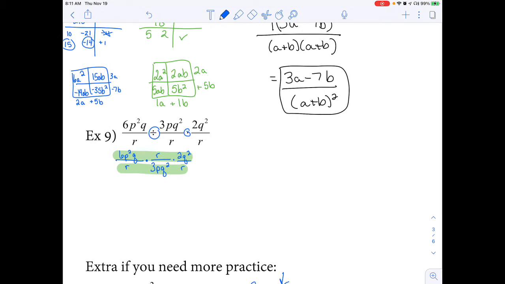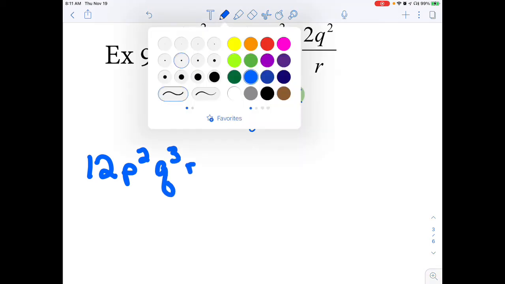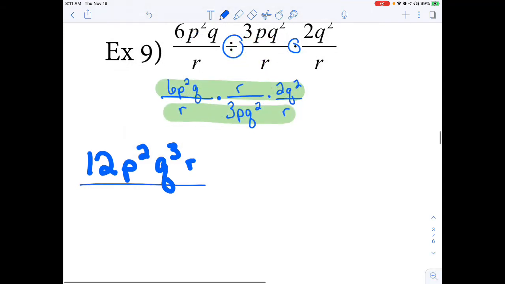So the next thing we're going to do is multiply straight across. So we get 12, and that's going to give us a p squared, and it's going to give us a q to the third power with an r. And on the bottom, we have a 3 with a variable p, a q squared, and an r squared.